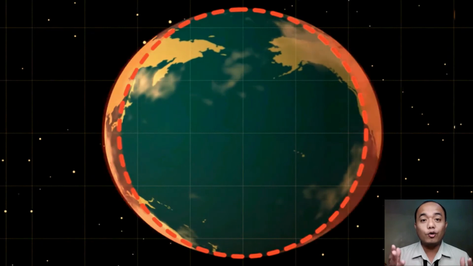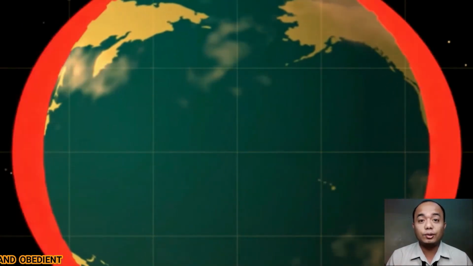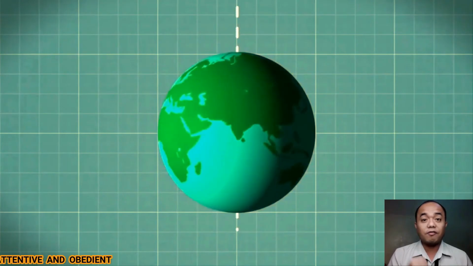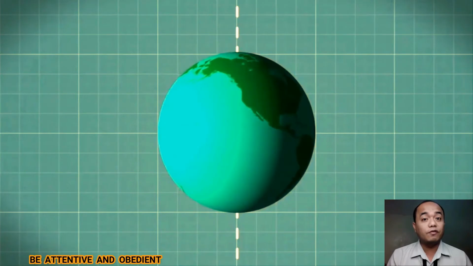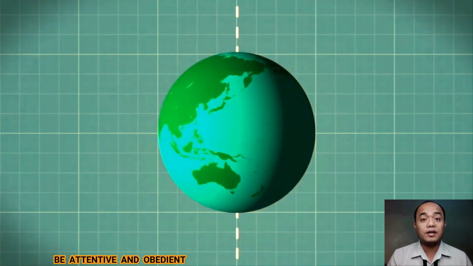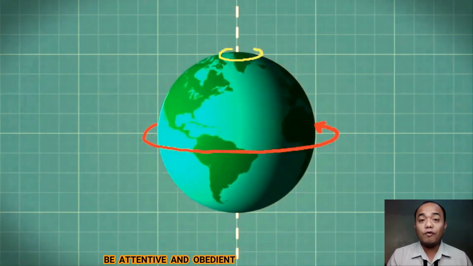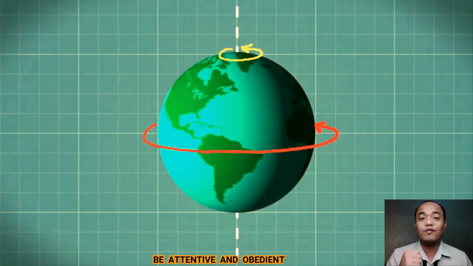Dahil nga ganito yung hugis ng ating mundo, the part found near the equator is much wider compared to the North and the South Pole. This means that the movement of the air found near the equator moves faster compared to the movement of the air found near the North and the South Pole. The farther you go from the equator, the slower is the movement of the air.